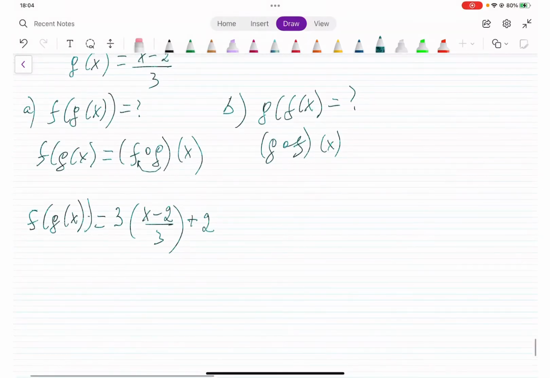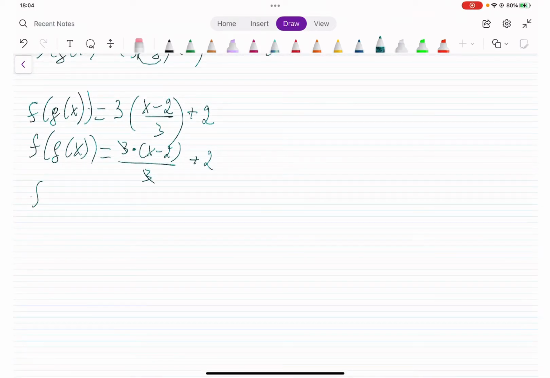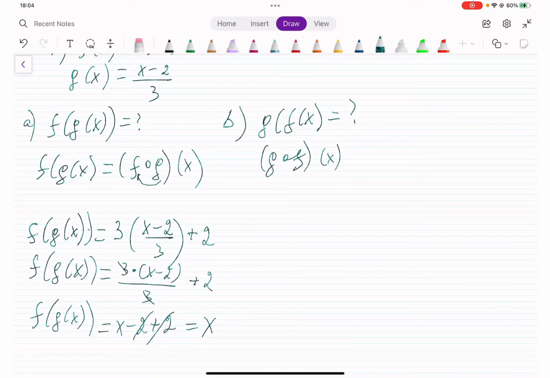From here we have f of g of x is equal to 3 times (x minus 2) divided by 3, plus 2. So this 3 is gone, and f of g of x is equal to x minus 2 plus 2, and it's equal to x. Now let's do the opposite one. This was a. Let's do g of f of x.